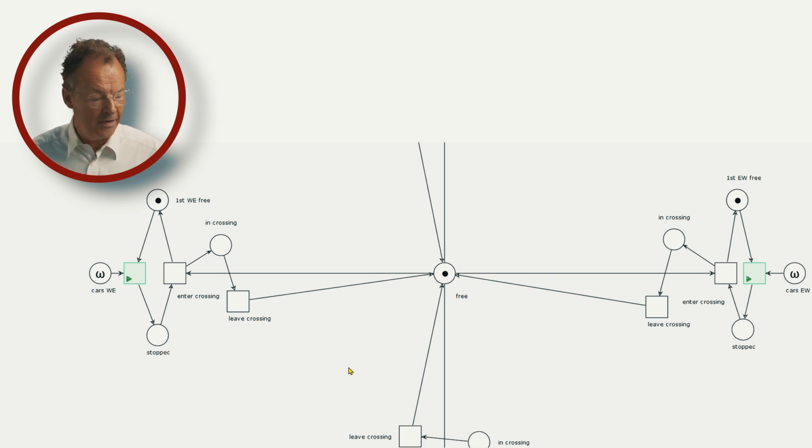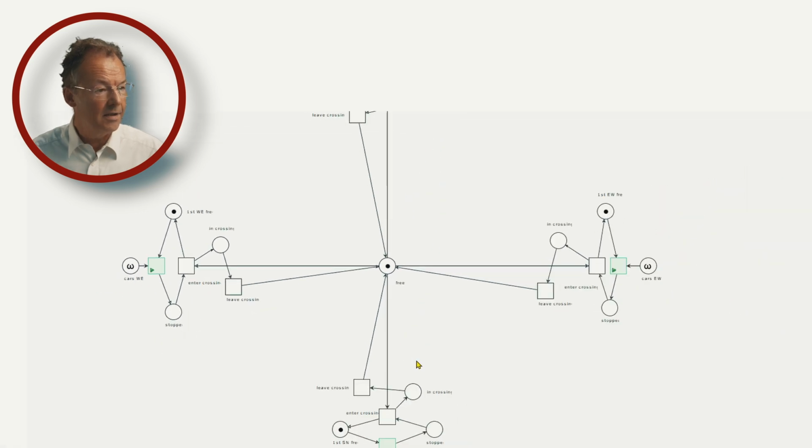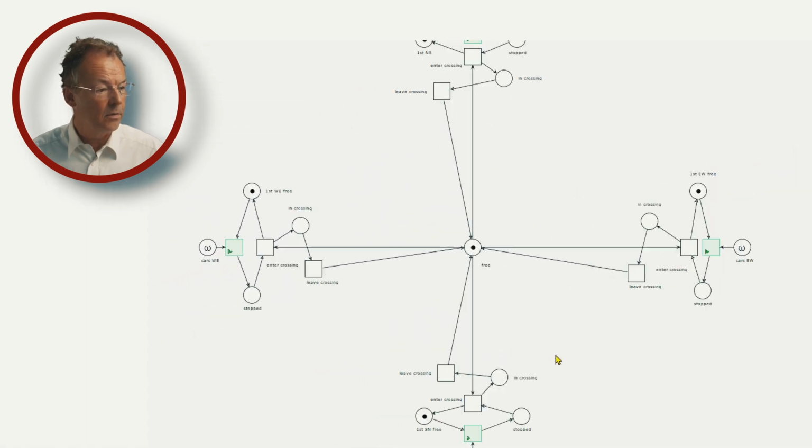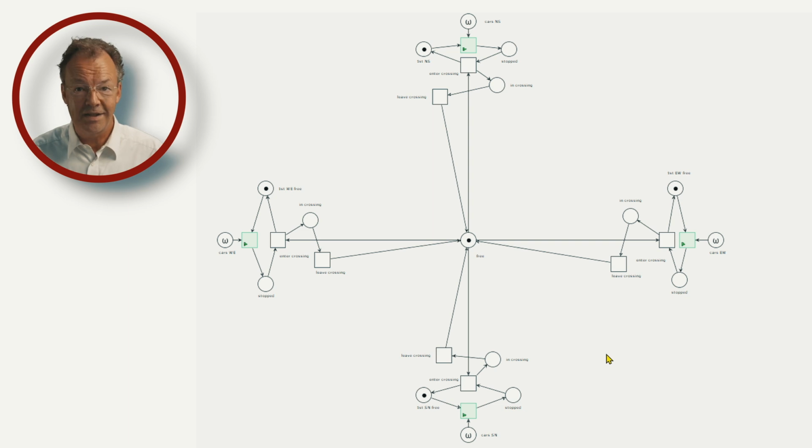So if we look at the behavior of the net a little more zoomed out, we can see all of the cars or all of the directions. So let's say we have one car arriving here, another one arriving here, and now we have four cars waiting here. So let's say the one on the right-hand side goes into the crossing.